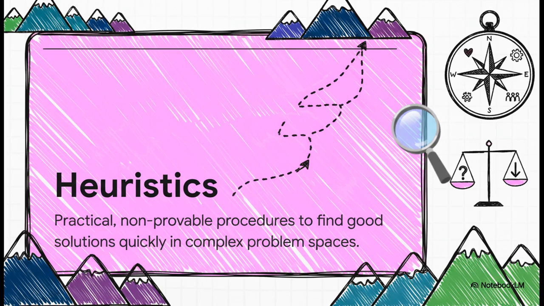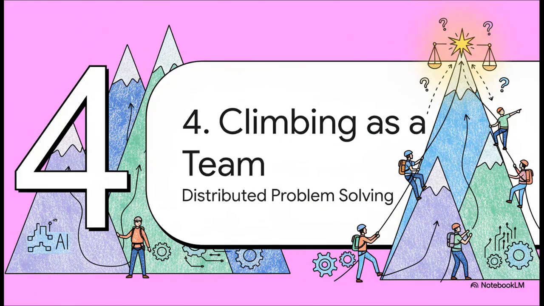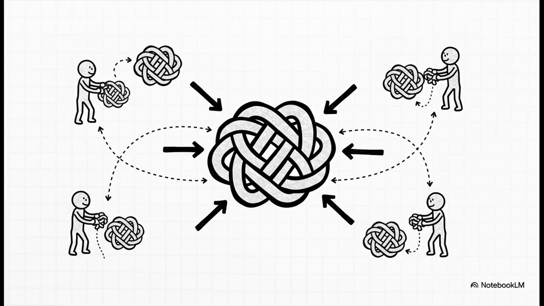finding great solutions fast. But what happens when the problem isn't just one mountain range, but the size of the entire planet? Well, one climber, one computer just isn't going to cut it. You need to coordinate a whole team of climbers, spread out all across the landscape. This approach is called distributed problem solving, and it's how AI tackles problems that are just way too enormous for any single agent to handle on its own. It's all about breaking the problem down and tackling it together, in parallel.